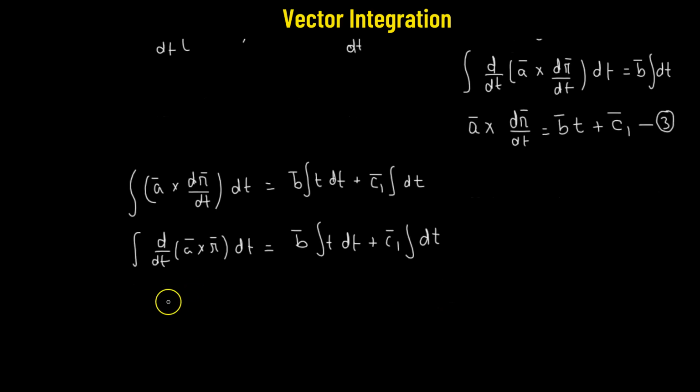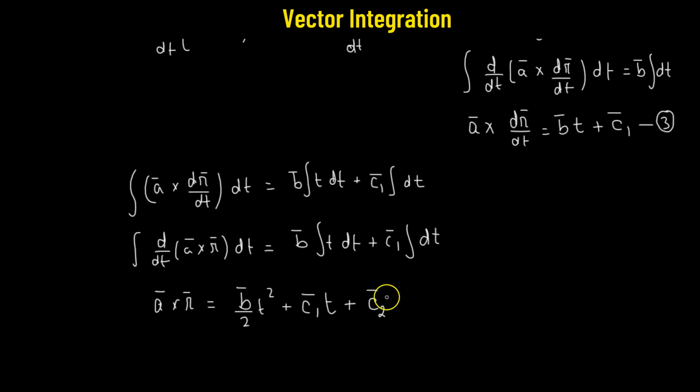That's equal to b vector times the integration of t dt plus c1 vector times the integration of dt, which is going to give us a dotted with r vector on the left hand side, and on the right hand side we have b vector times the integration of t dt. So that's one half t squared, plus c1 vector times the integration of dt, which is t, plus another constant of integration, which will be c2.